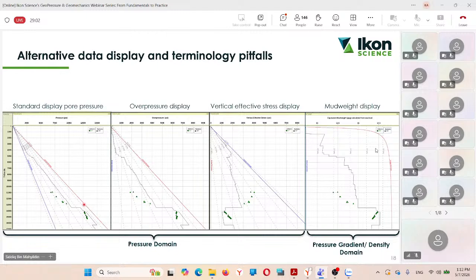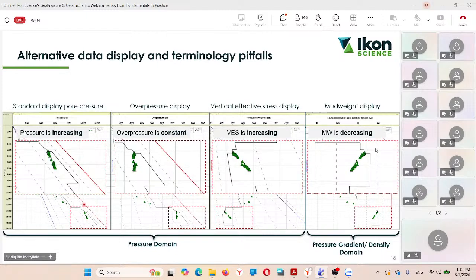I'll just bring it to this slide over here. In terms of standard display, pore pressure could be in PSI, in MPa. You can see over here that pressure is increasing. These are all similar data. But when we look at it in terms of overpressure, overpressure is the difference between the normal pressure and the actual pressure. Overpressure is constant, although the pressure is increasing. The difference between this pressure and the hydrostatic is basically constant.